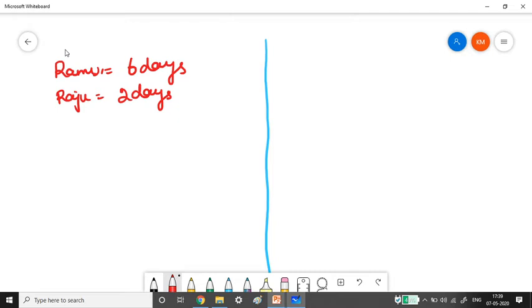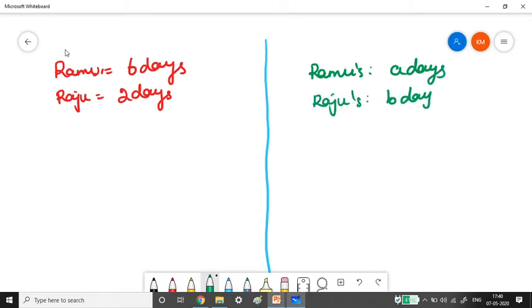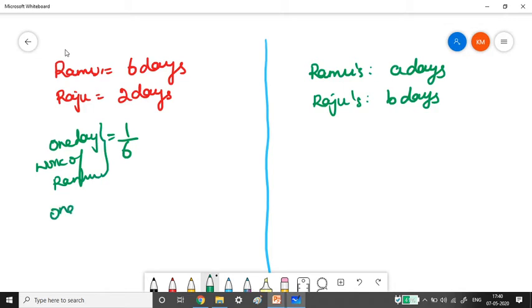Just see here. Ramu does the job in 6 days and Raju does the job in 2 days. So what's their 1 day work? Here I'm just going to derive the formula. Let us take green. So Ramu's work can be A days and Raju's work can be B days. So what's their 1 day work? 1 day work of Ramu is 1 by 6. 1 day work of Raju is equal to 1 by 2.